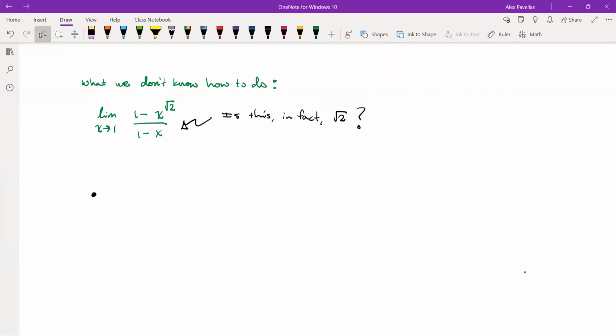So here's the idea. To prove this for irrationals, what we could do is the following. We could say that rational numbers form what's called a dense set along the real line, along the number line.